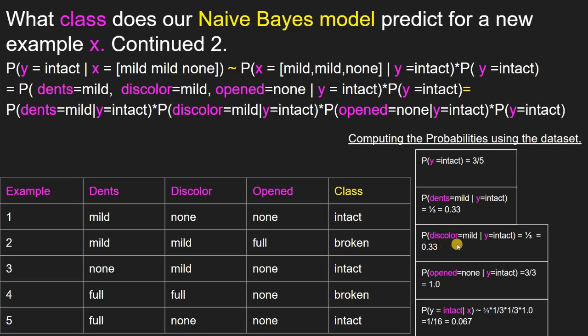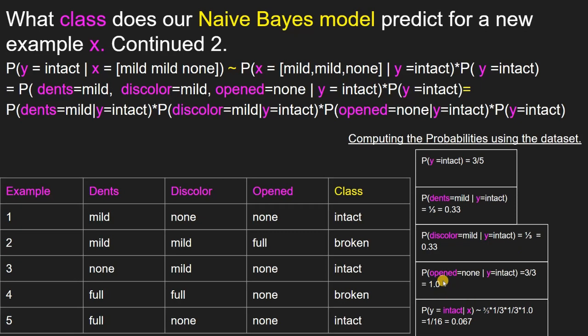And now the probability of discolor equaling mild given Y is equal to intact is going to be equal to 1/3, because there's only one example where discolor is equal to mild and Y is equal to intact. And that's example 3, right here, discolor is mild and class is equal to intact. And then there's 3 examples where Y is equal to intact again. So there's a 1/3 probability of discolor equaling mild given Y equaling intact.